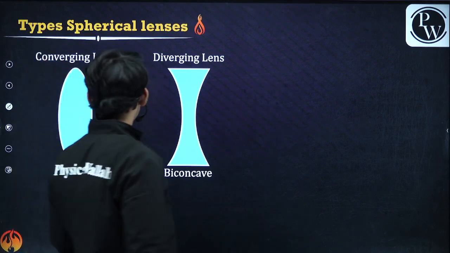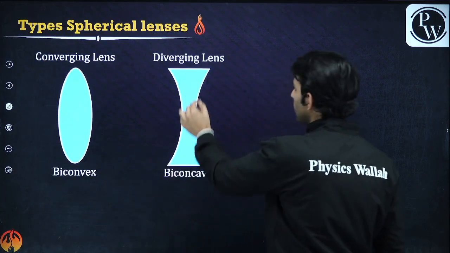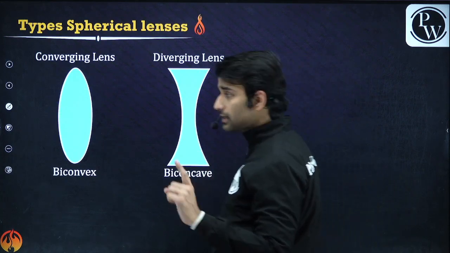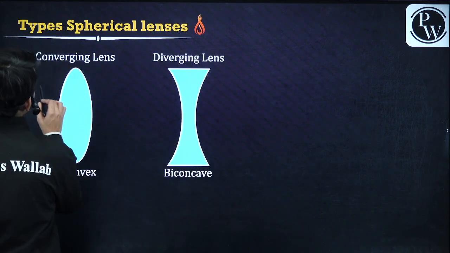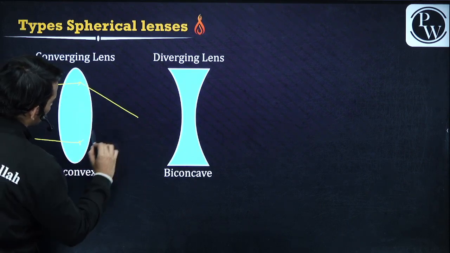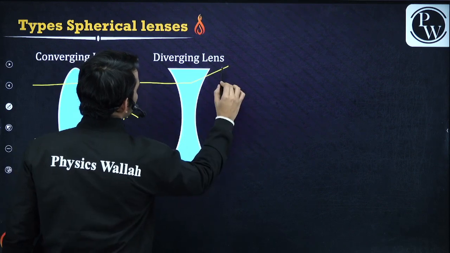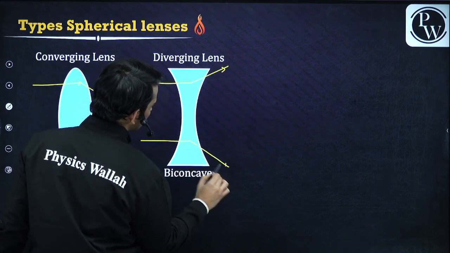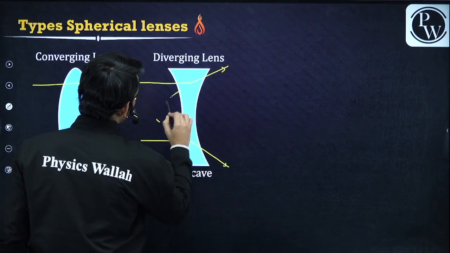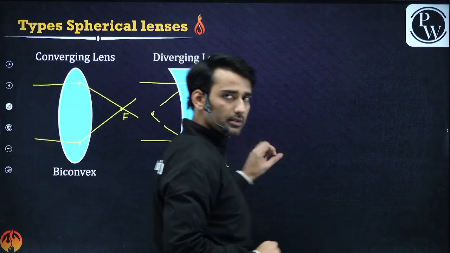This is convex, a biconvex lens, equal focal length, the surfaces bulge outward. This is biconcave, bulging inwards. Convex lens is converging. Why? Because rays coming parallel to the principal axis focus on a point here. This is diverging because it just spreads the light rays like this. The light rays have gone away. Right? So this is a converging lens, this is a diverging lens.